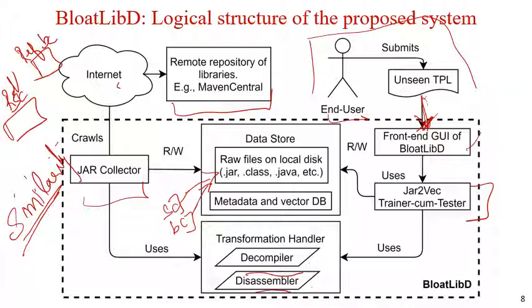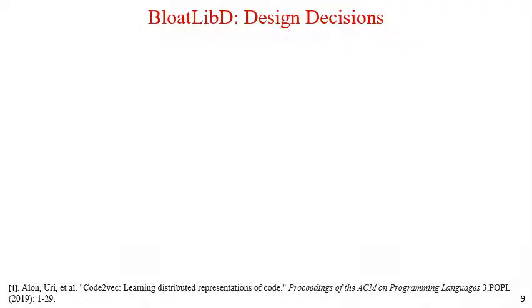And once we have the source code and bytecode, then again we fetch the vector representations using PVA, and then we fetch the most similar records from the data store. And then again, on the basis of the similarity that we just discussed, BloatLibD decides whether a particular Java source which has been uploaded is of bloat nature or non-bloat nature. So there were major design decisions that we made while developing BloatLibD.